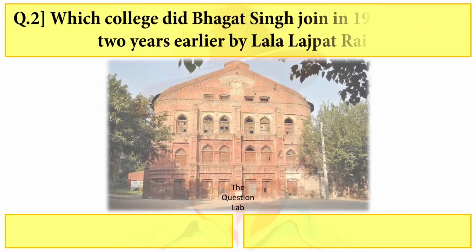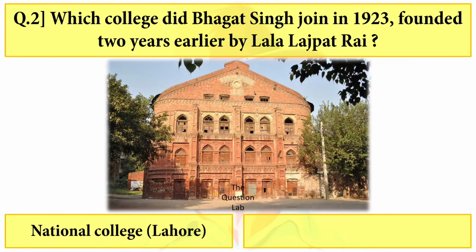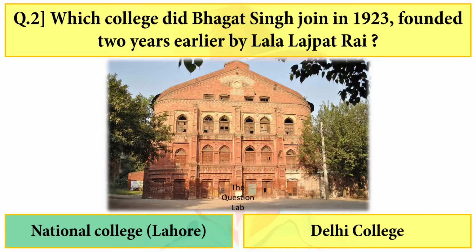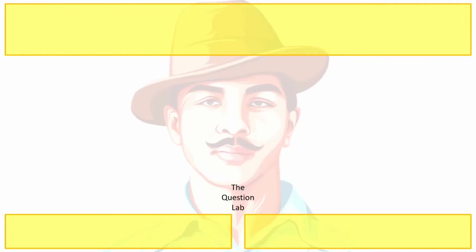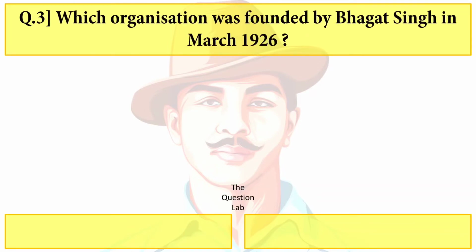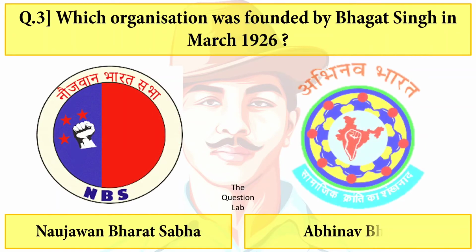Question number 2. Which college did Bhagat Singh join in 1923, founded 2 years earlier by Lala Lajpat Rai? National College. Question number 3. Which organization was founded by Bhagat Singh in March 1926? Naujawan Bharat Sabha.